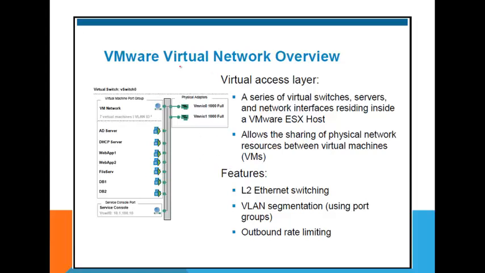So the extended network features provide layer 2 Ethernet switching here virtually, and through VLANs we can segment. When we have VLANs, why do we need multiple vSwitches in a single host? Not necessary. Even though there is an option to have multiple virtual switches inside one physical host, you need not do that. Why?